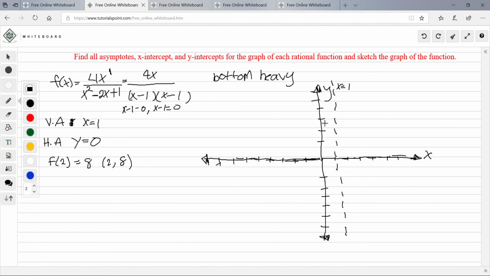1, 2, 3, 4, 5. Wait, 1, 2, 3, 4. 1, 2, 3, 4, 5, 6, 7, 8. So here's 2, 8.